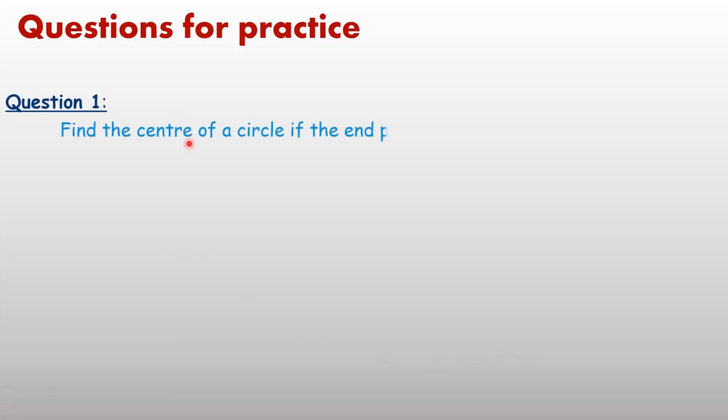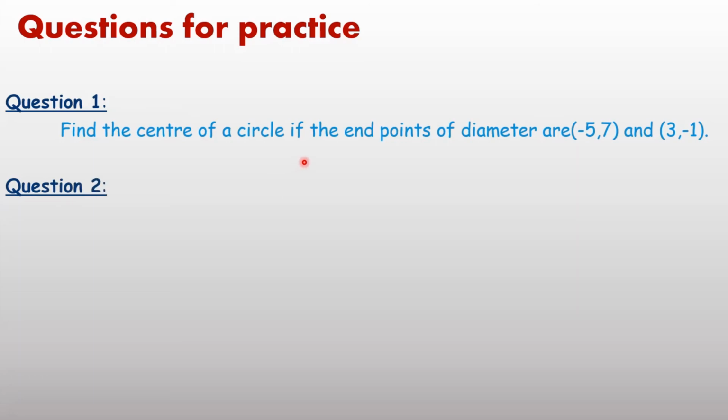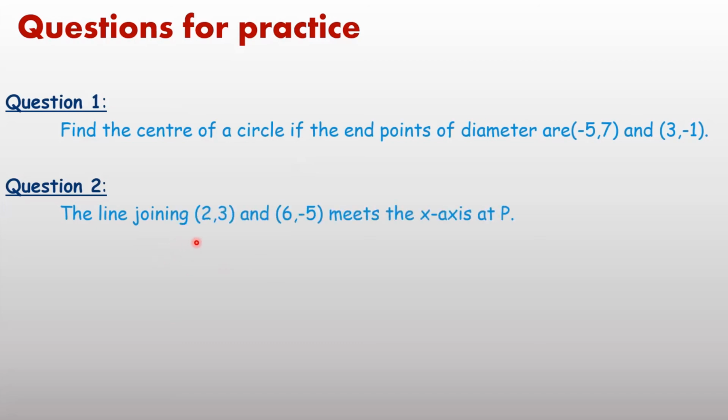Now, some questions for practice. In the first question, you have to find the center of a circle if the end points of a diameter are given. Since the center of a circle is the midpoint of the diameter, just apply the midpoint formula and you can easily find the coordinates of the center of the circle. In the second question, the line joining the points meets the x-axis at P. Find the y coordinate of point P.